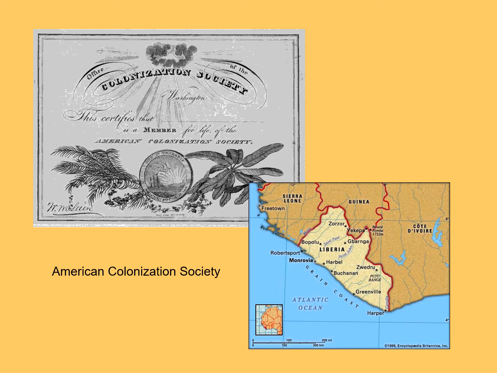But colonization wasn't the answer, because honestly, few American blacks were willing to go to Africa. The slaves in America had been born in America. They were generations removed from Africa. Their homes were in America. They wanted to stay in the country that they'd been born in, that their parents had been born in, that they had helped to build. Again, this was not going to be a permanent solution. This was not going to be the way to end slavery.